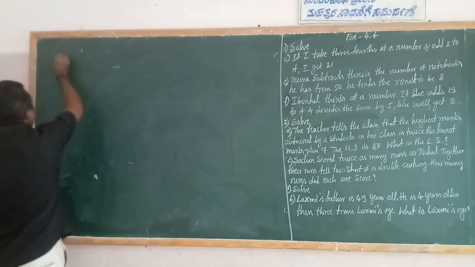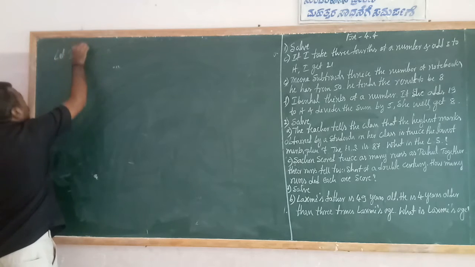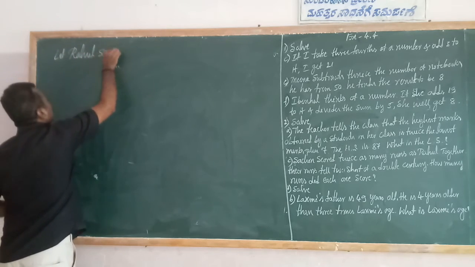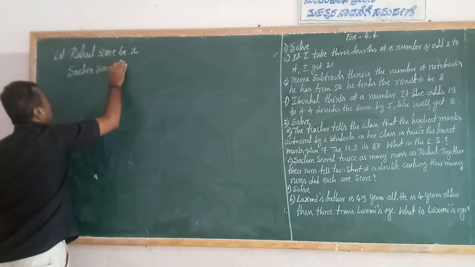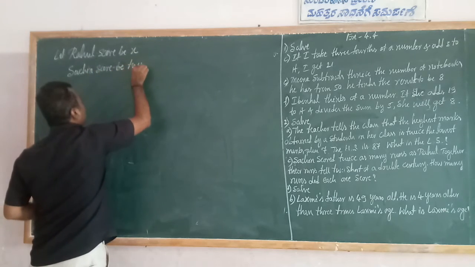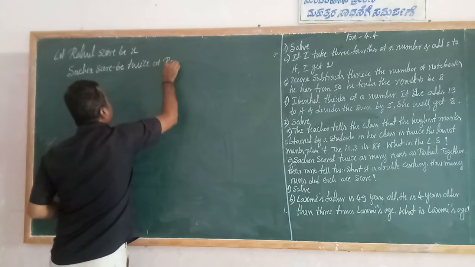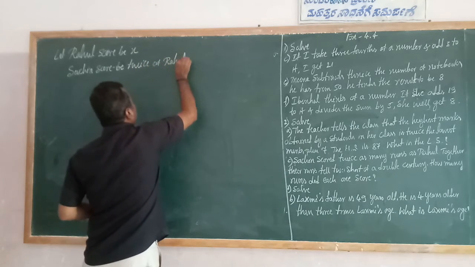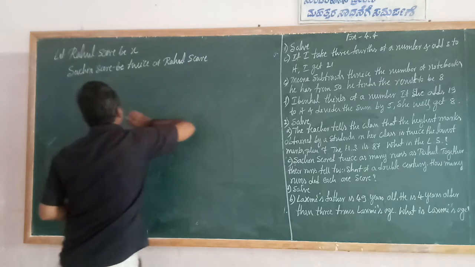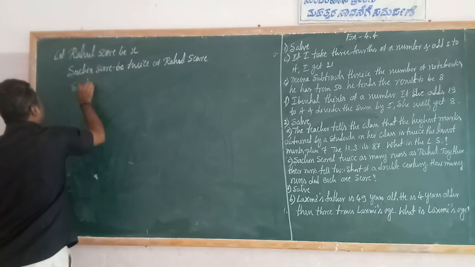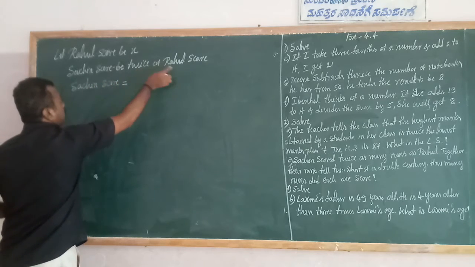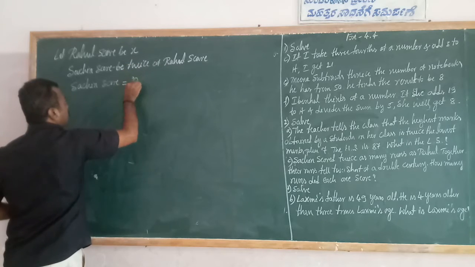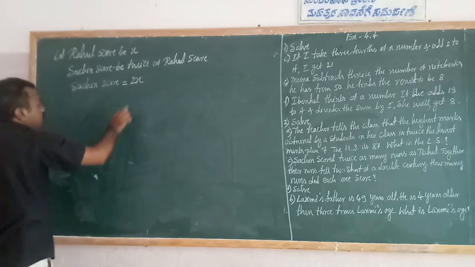So let Rahul score be x. Sachin score be twice the Rahul score. Okay, so Sachin score, I don't know. Sachin score is equal to twice the Rahul score. 2 times the Rahul score is how much? 2x. Therefore, the Rahul score is x and Sachin score is 2x.